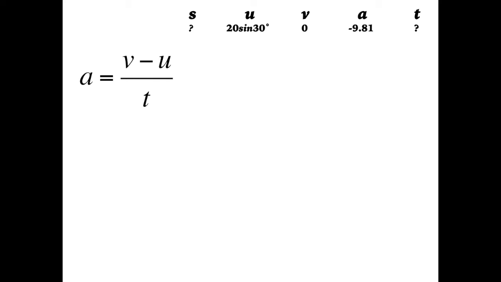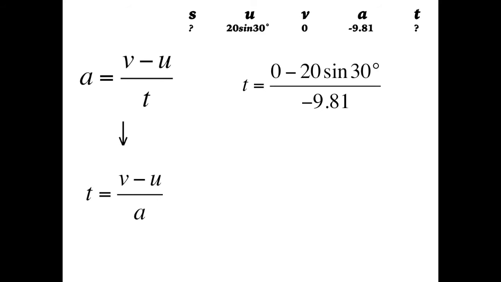So first, we need to find the time. We can use the equation a equals v minus u over t, and after that we make t the subject of the formula because we want to find the time, which makes it t equals v minus u over a. And by using that, we will get the answer as 1 second.